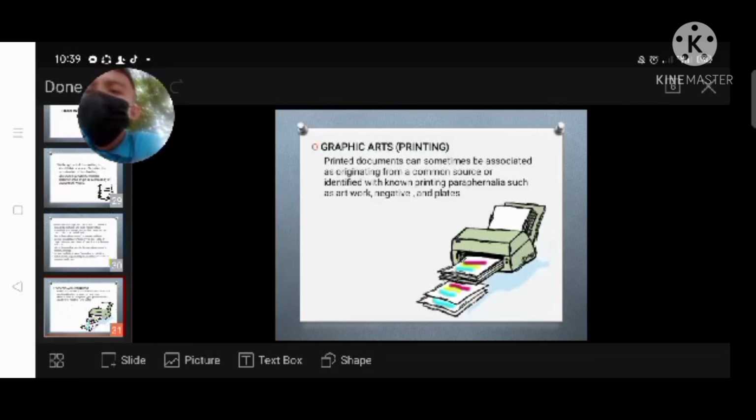Graphic arts. Printed documents can sometimes be associated as originating from a common source or identified with non-printing paraphernalia such as work negatives and plates.